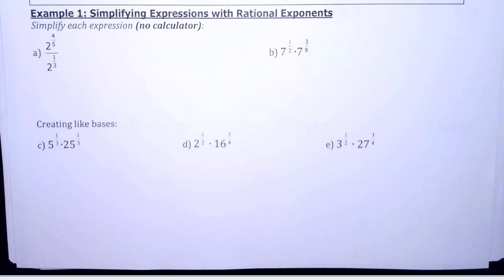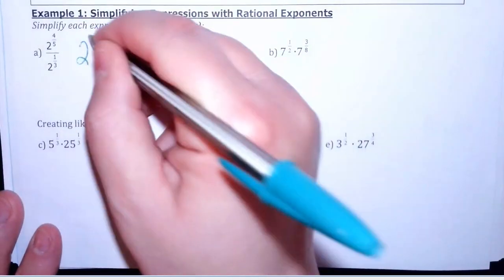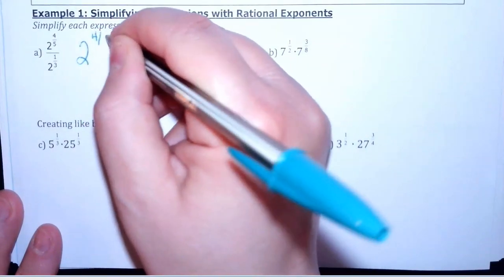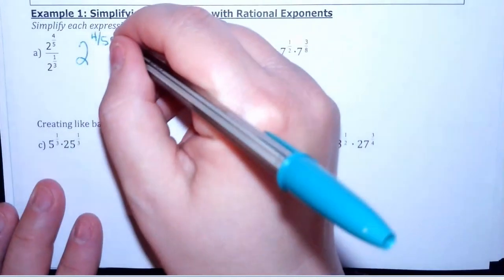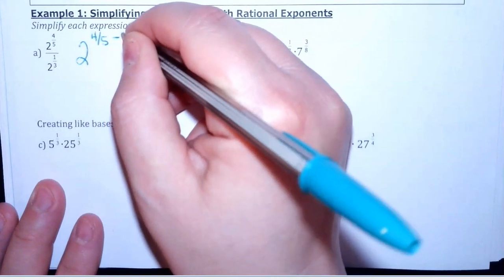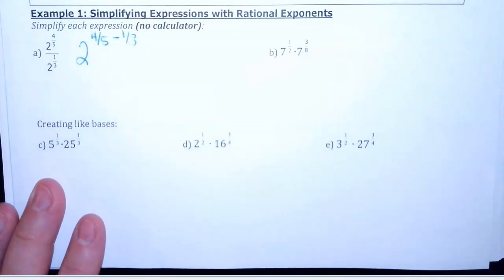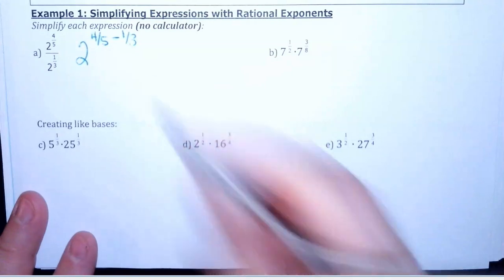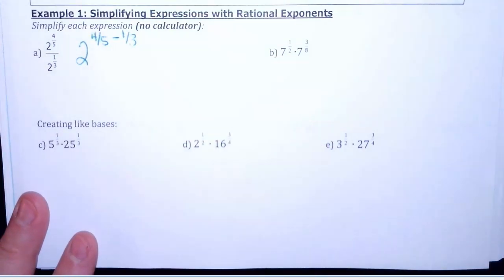So my first example, we're actually going to simplify these as much as possible. If you are doing any adding or subtracting of exponents and you have rational exponents, you do have to have a common denominator. So my first question, I have like bases, the 2 and the 2, so I'd have to subtract here 4/5 minus 1/3. So we've got to figure out a common denominator there. Lowest common denominator between those two, I think, is going to be 15.